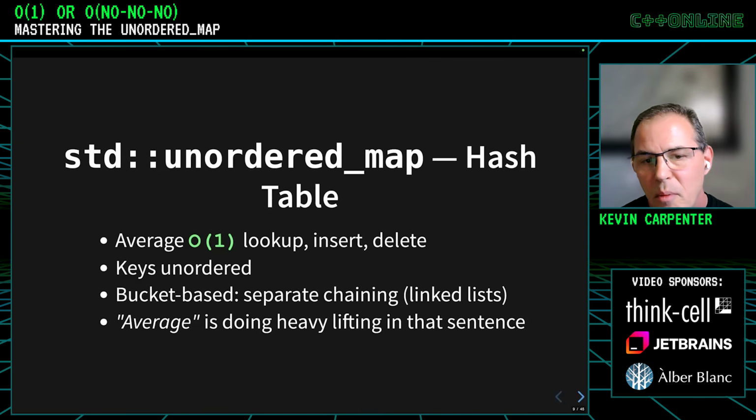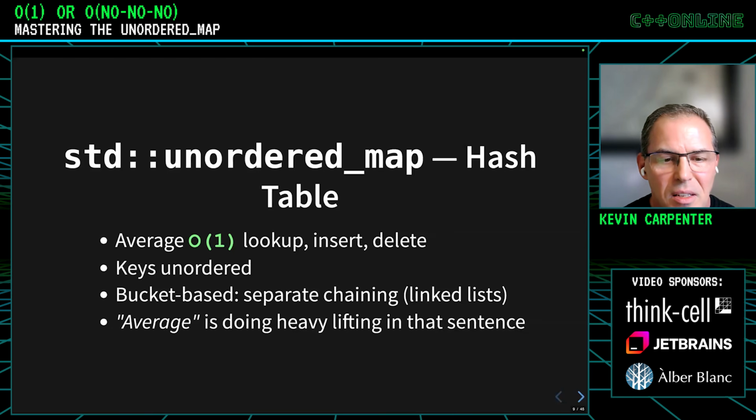So std::unordered_map is a hash table. And on average, it's O(1) for lookup, insert, and delete. Keys are unordered. And it's bucket based. And so when the data gets put into a bucket, inside each bucket, it is separate chaining. So it is linked lists. And this is what we would end up calling a collision. And we'll get into that more later.